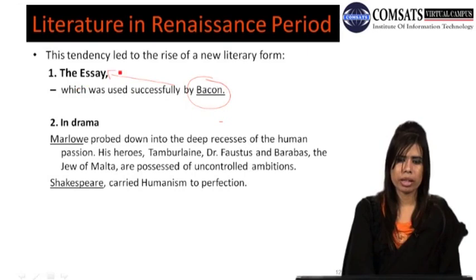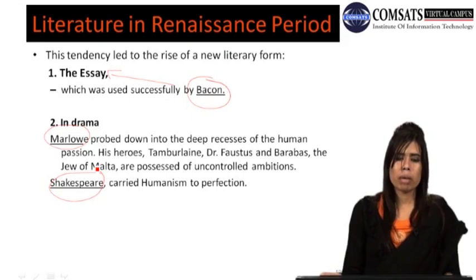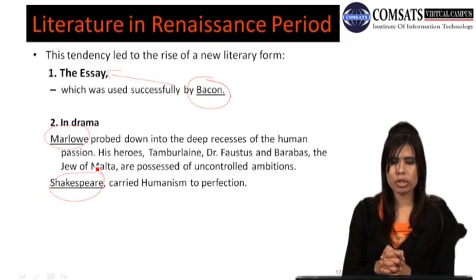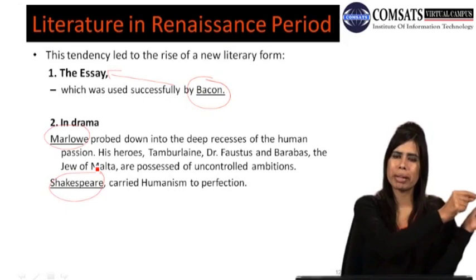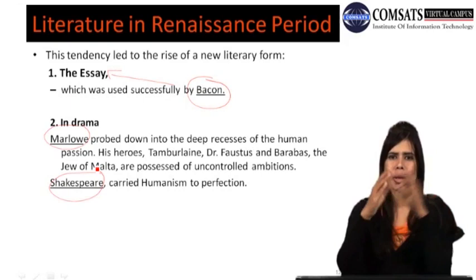In drama, this is another big thing: Marlowe and Shakespeare. Marlowe in drama probed into the deep recesses of human passion. His heroes, Tamburlaine, Dr. Faustus, Barabas, the Jew of Malta, are possessed of uncontrolled ambitions. So here we are talking about the uncontrolled ambitions of human beings. We have to keep in mind the previous concept of the climax, the fall, and then the resolution, which we discussed in the last class.